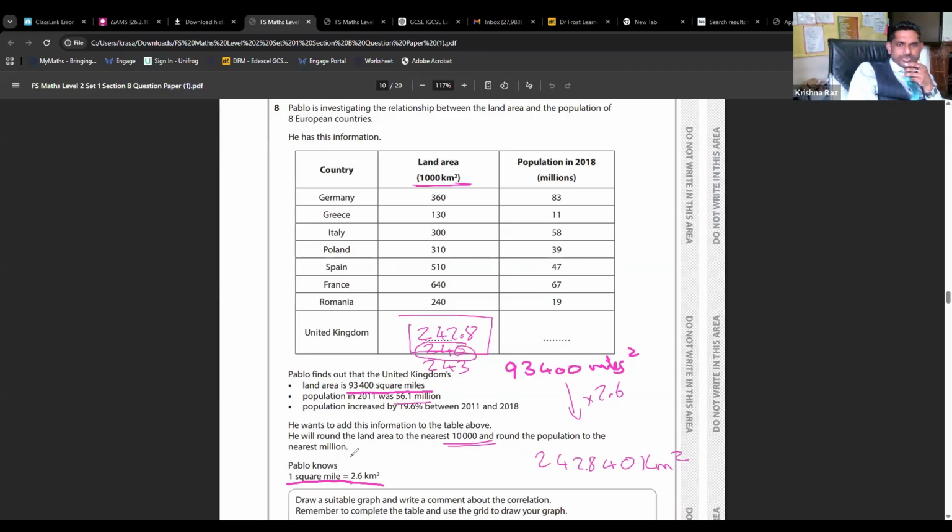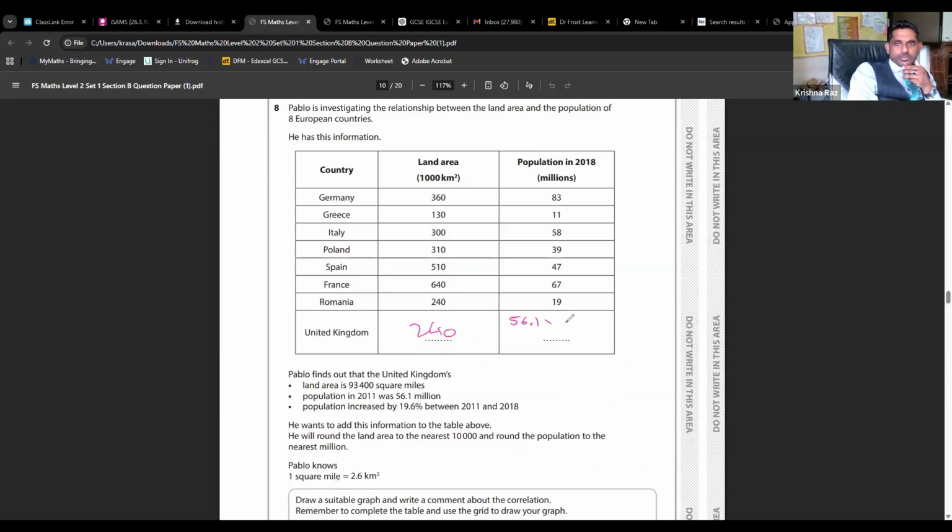Population in 2011 was 56.1. We need to increase it by 19.6%. So we've got 56.1 times 1.196. That gives us 67.1.